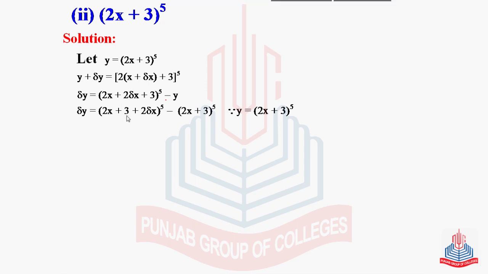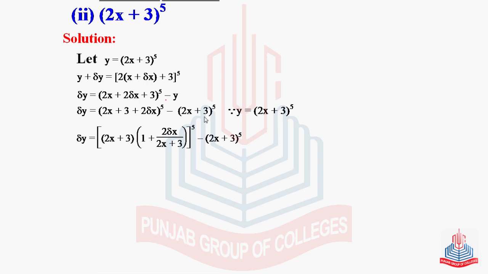From the question's point of view, you have to form exactly the same thing which is y. So 2x plus 3 here and 2x plus 3 here, so that when we take a common factor, it becomes a common factor from both of these two terms. Now delta y is equal to (2x plus 3) as a common factor. We have (1 plus 2 delta x divided by 2x plus 3) whole raised to the power 5 minus (2x plus 3) raised to the power 5.